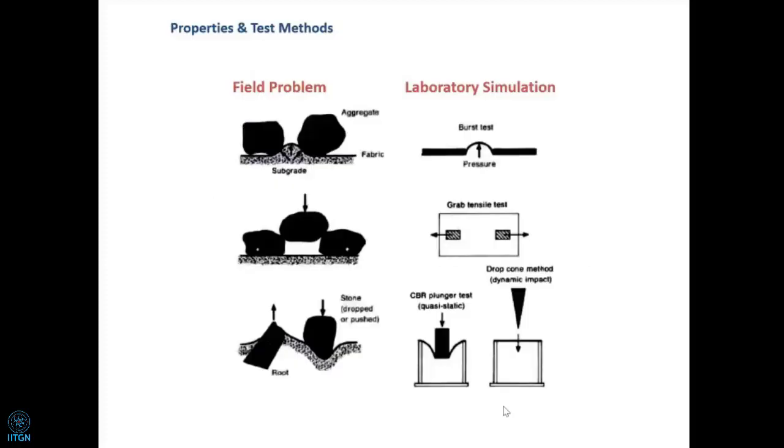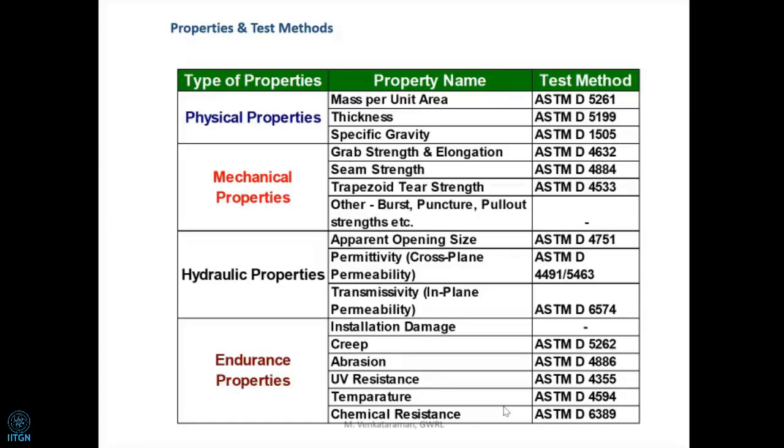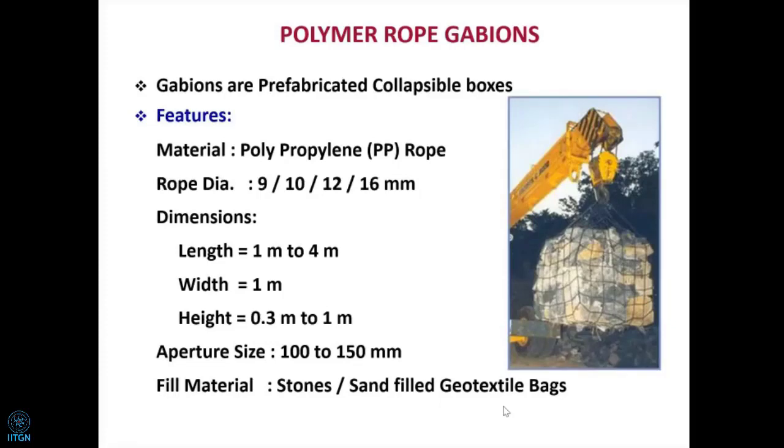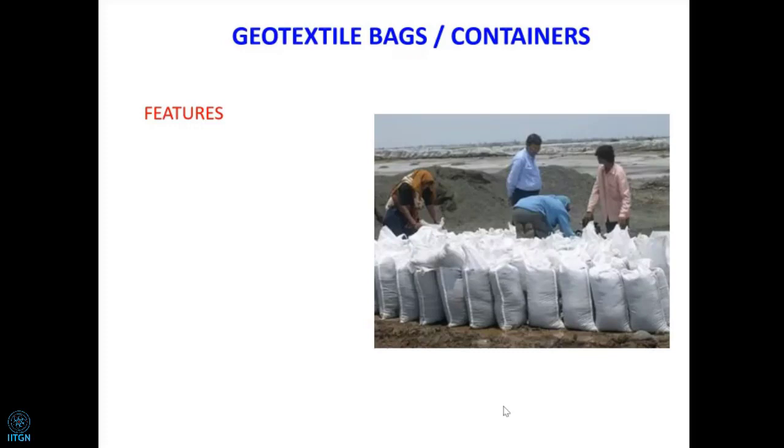Then there are survivability damages, for which in the laboratory we do lots of Mullen burst tests and puncture resistance tests, and other things, to ensure the survivability criteria. Put all together, if you take a material, there are a number of tests which are specified by ASTM and ISO, and these have to be performed to check the suitability of the filter. So survivability, permeability, durability, all have to be checked.